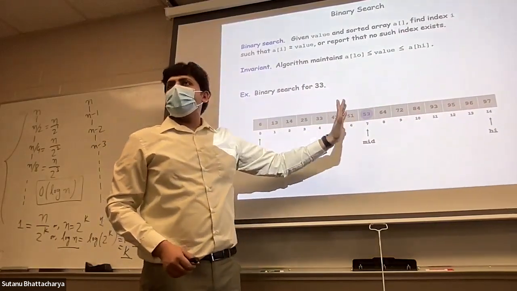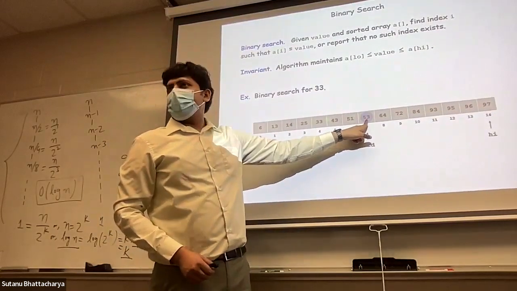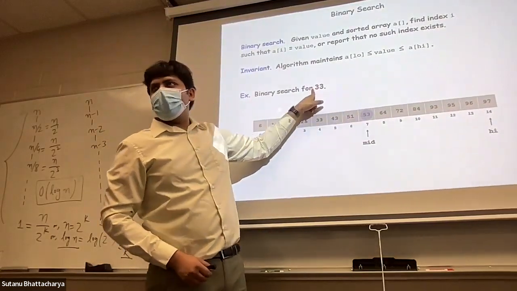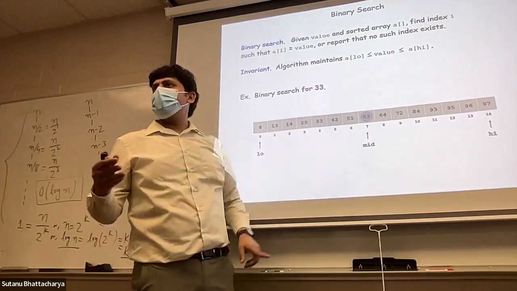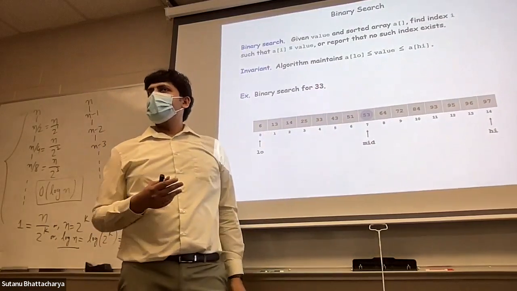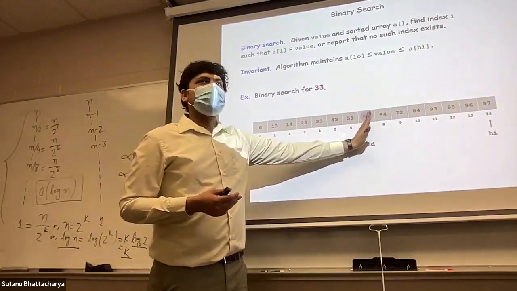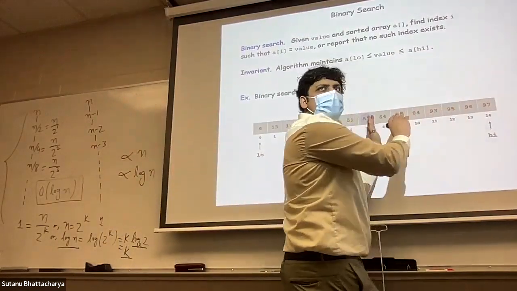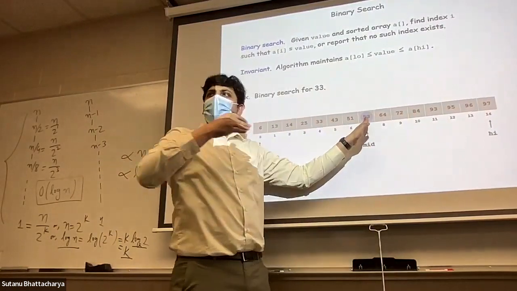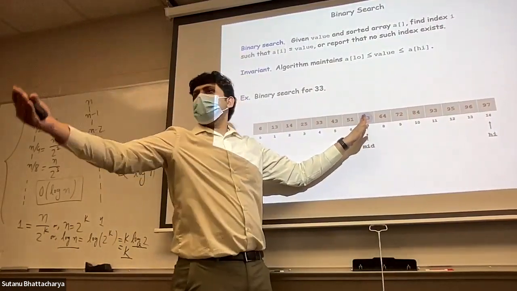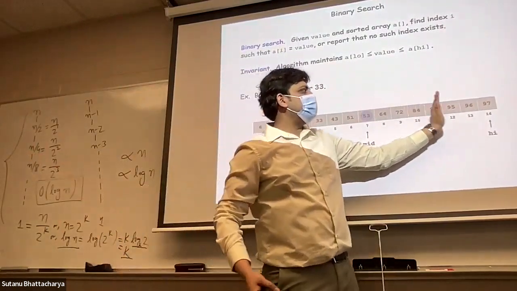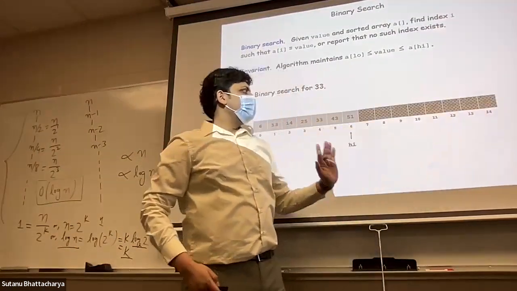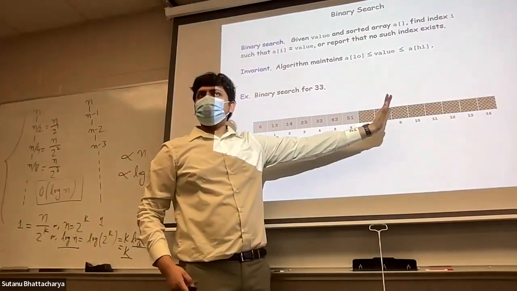So what does that mean? Your middle element is 53 and your searching number is 33. It means you're searching for something lower than 53. That means you don't need to look into this part, because the middle element is already larger than your searching number. So just discard this part.